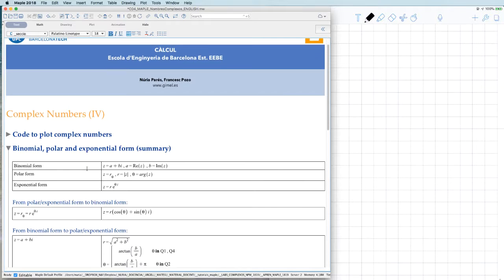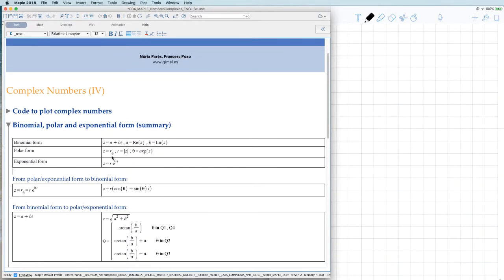So, brief summary. Remember that we have three different forms: binomial form, which is a plus bi. A is the real part, b the imaginary part, and i is the imaginary unit, such that i squared is minus 1. The polar form is given by r sub theta, r the modulus, theta the argument. The modulus is the distance from the origin, and the argument, theta, is the angle counterclockwise from the OX axis, and the exponential form is a different way of writing the same information as in the polar form, which is the modulus times the exponential of the argument times i.